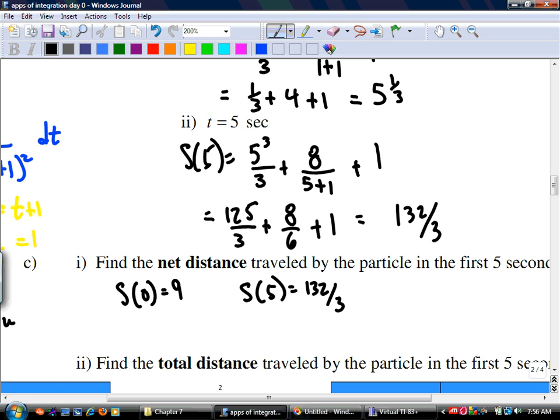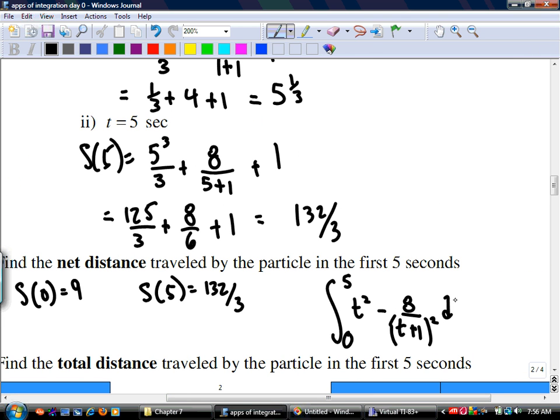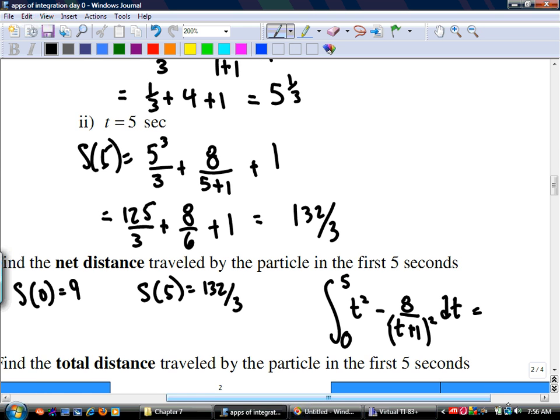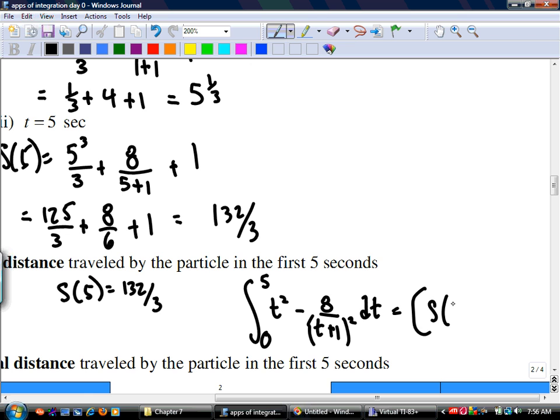Because what you're doing is integrating the velocity function from 0 to 5. So t squared, is it minus 8? I can't even remember. You're integrating that, right? But what you're really doing is, the antiderivative of velocity is position, right? So you're doing S of t between 0 and 5, and you've already done that work. It's 132 over 3 minus 9.